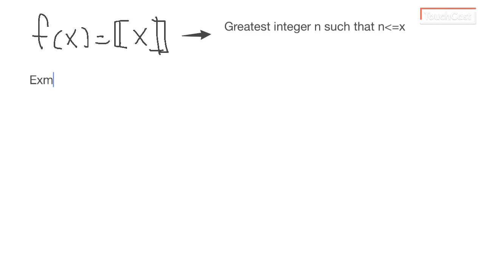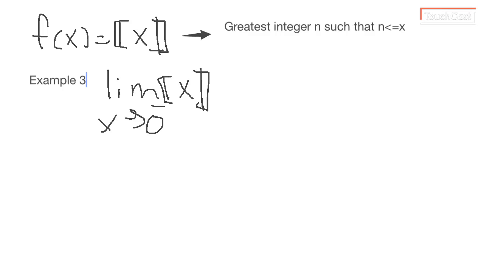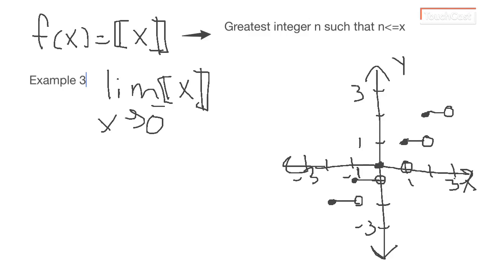So let's quickly look at example 3, and we're going to find the limit of this greatest integer function as x approaches 0 from the left. I'm going to quickly put the graph of the greatest integer function up. What we notice about this function as we get closer and closer to 0 from the left is that y gets closer and closer to -1. So the limit is going to equal -1.